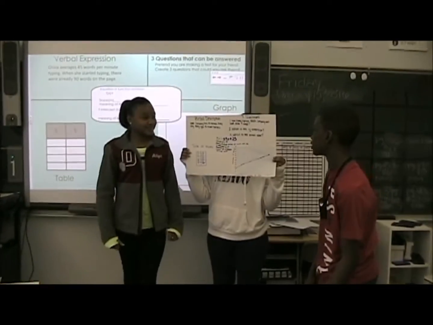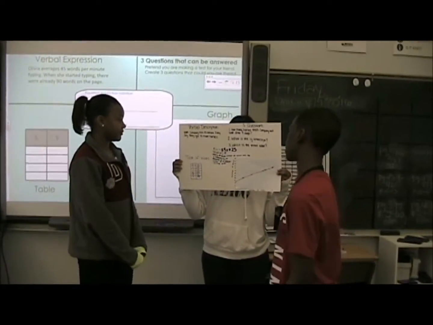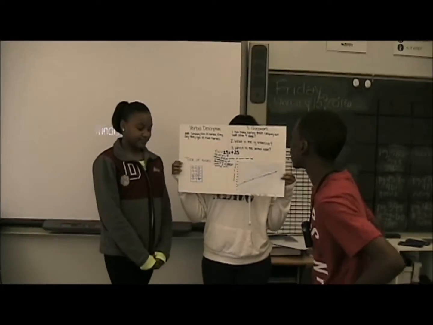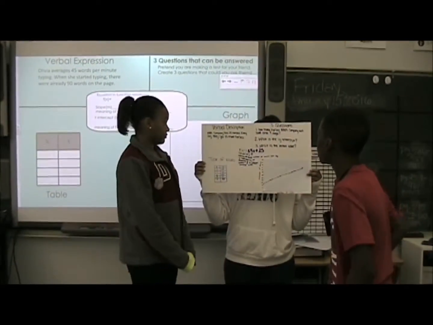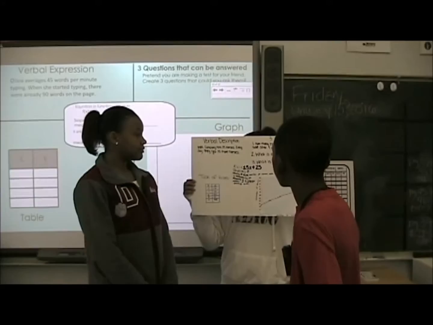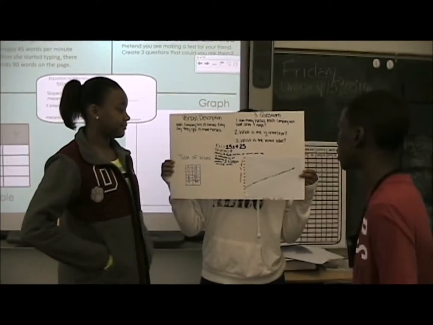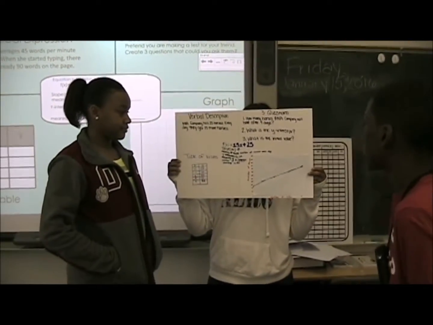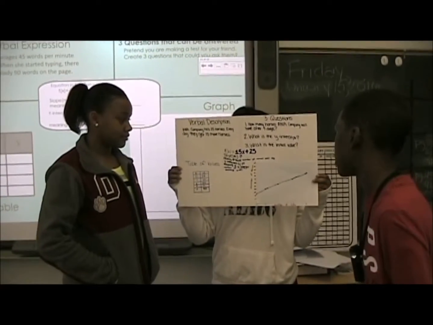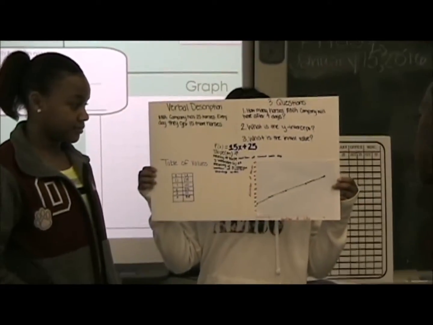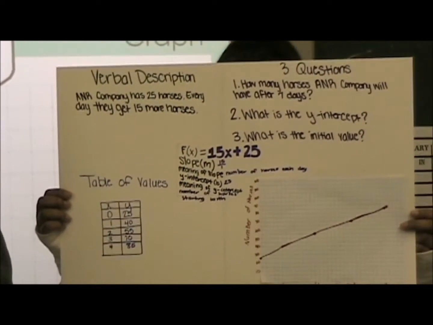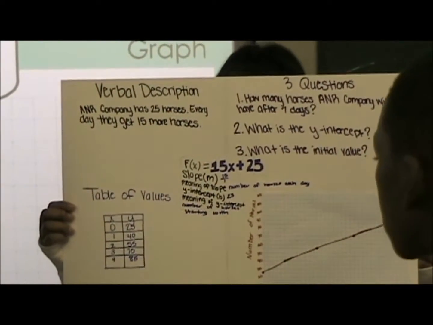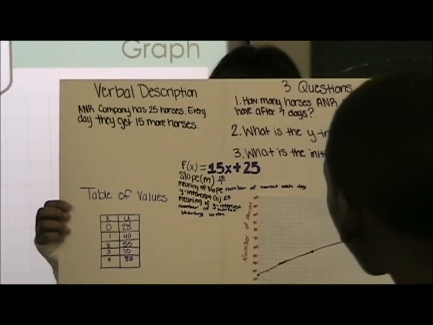Our verbal expression is A&R company has 25 horses. Every day they get 15 more horses. Our equation is 15x plus 25. Our slope is 15 over 1. The meaning of the slope is the number of horses each day. The y-intercept is 25. The meaning of the y-intercept is the number of horses starting with.